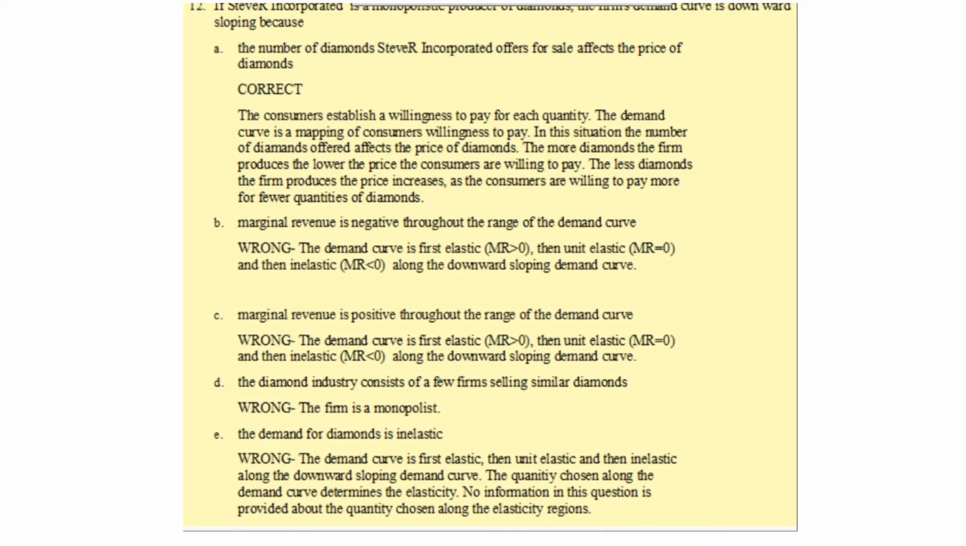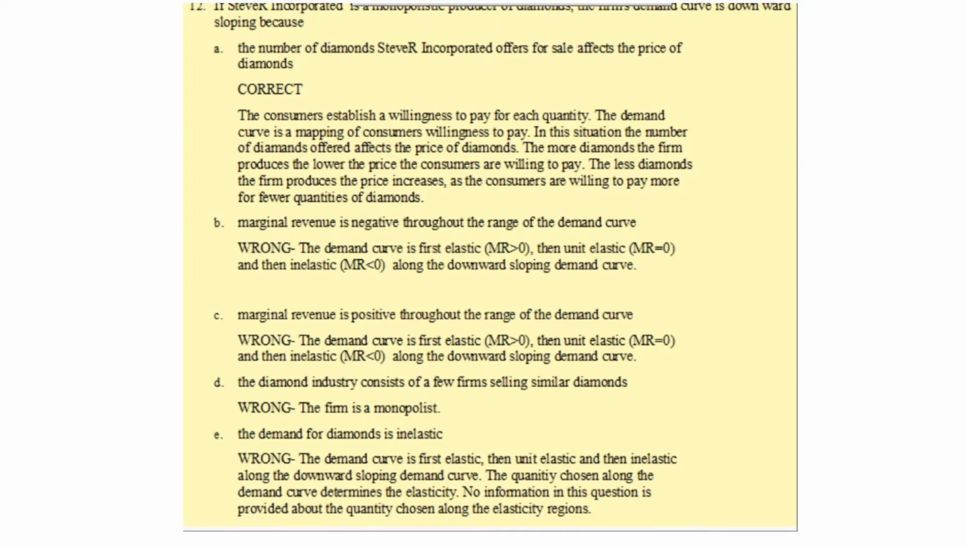The demand curve is a mapping of consumers' willingness to pay. In this situation, the number of diamonds offered affects the price of diamonds. The more diamonds the firm produces, the lower the price the consumers are willing to pay. The fewer diamonds the firm produces, the price increases as the consumers are willing to pay more for fewer quantities of diamonds.